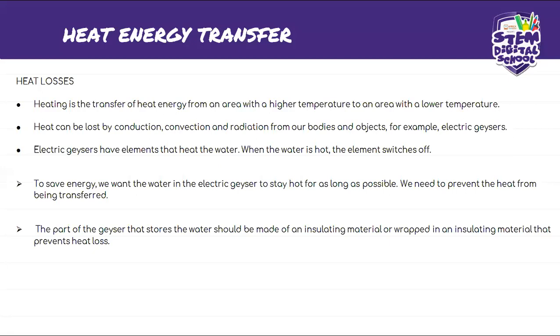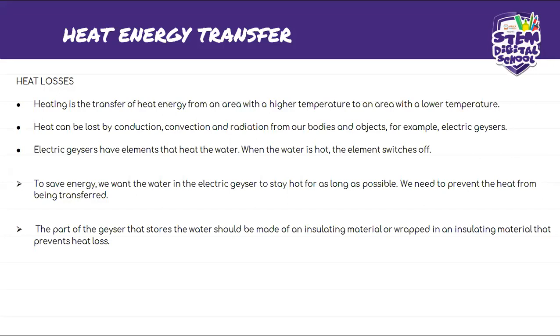Heat can be lost by conduction, convection, and radiation from our bodies and objects. So, for example, electric geysers. Electric geysers have elements that heat the water. When the water is hot, the element switches off. So what it means is that at our homes, the electric geyser heats the water, but after some time, the water loses its heat. Immediately the element starts heating the water, and when the water is hot, it switches off automatically.